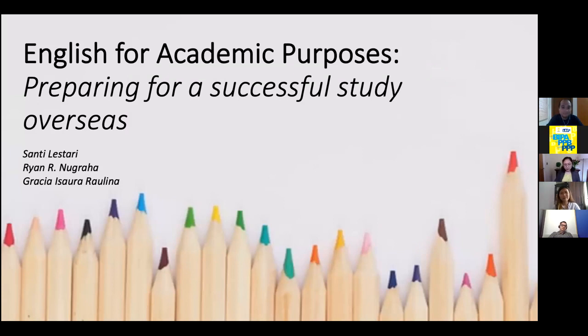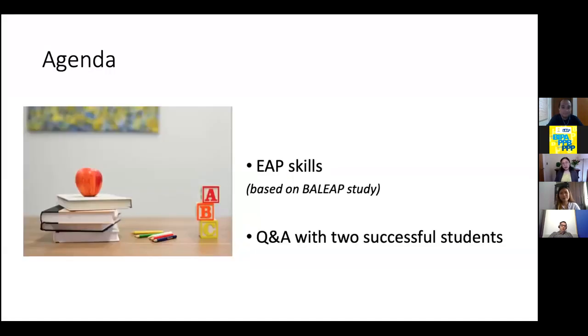Right, so here is the plan for today. So I'll start with a short presentation on the range of EAP skills. I won't be able to really cover all the skills involved in EAP, but I hope I'll be able to sort of introduce you to some of the skills.